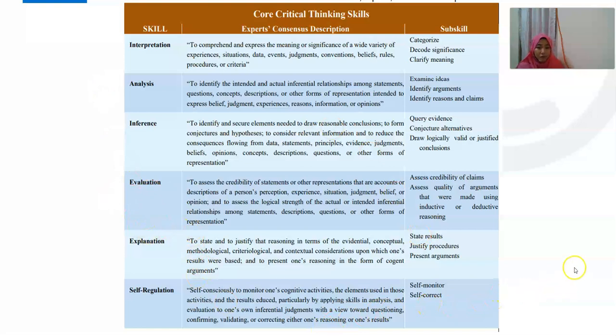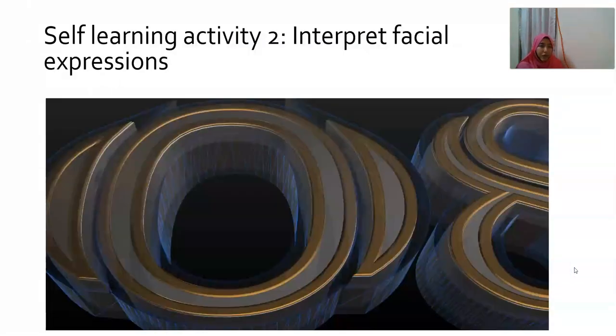Next one. In these clips, it is about interpreting facial expressions. From the facial expression, you can interpret whether the person is angry, sad, and so on. I want you to play or view this clip on your own.